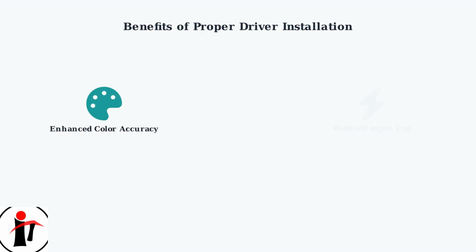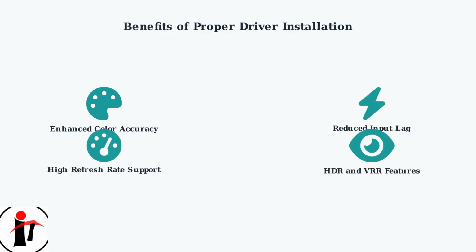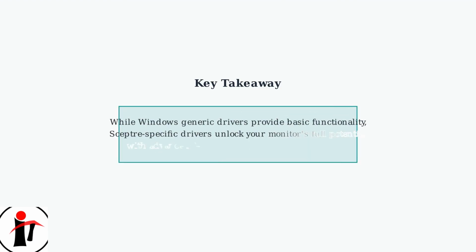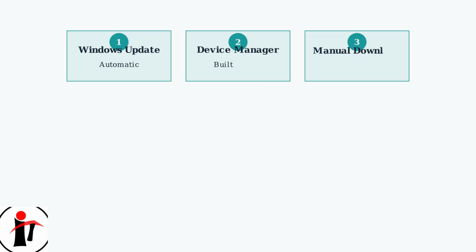Proper driver installation provides significant benefits, including enhanced color accuracy, reduced input lag for gaming, support for high refresh rates up to 240 Hz, and access to advanced features like HDR and variable refresh rate technology. Understanding these driver fundamentals is essential before proceeding with installation. While generic drivers work for basic use, Sceptre-specific drivers unlock your monitor's full potential with advanced features and optimized performance. There are three reliable methods to update your Sceptre monitor drivers. Each method has different advantages depending on your technical comfort level and specific needs.